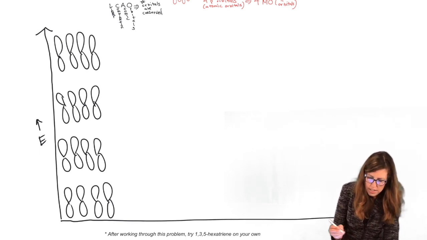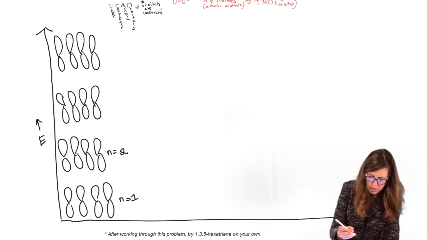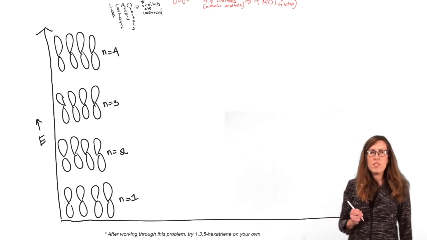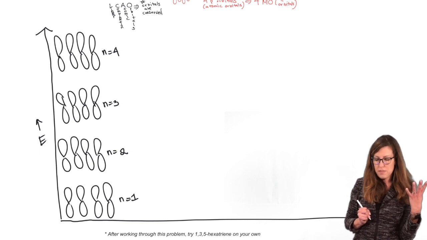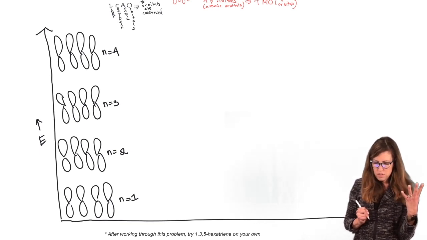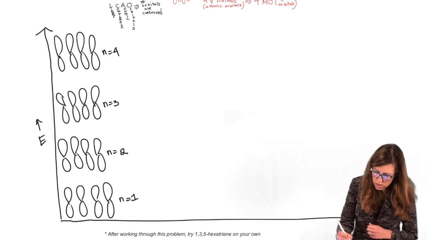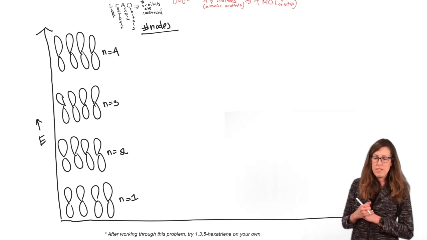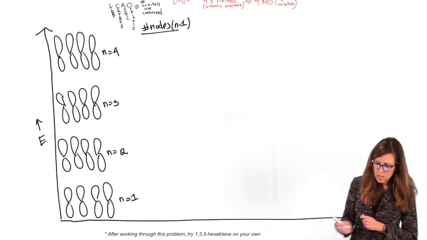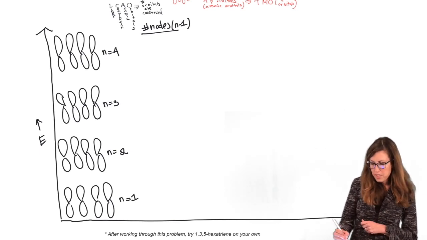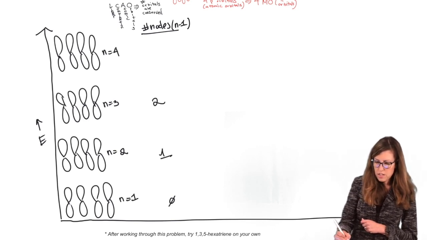Okay, so if we call this n equals 1, this is n equals 2, n equals 3, n equals 4. Let's call those the 4 energy levels that we have for those 4 molecular orbitals. Now, how many nodes would we have for this based on the mathematical formula? n minus 1, right? So at n equals 1, 1 minus 1 is 0 nodes. We'd have 1 node here, 2 nodes here, 3 nodes there.